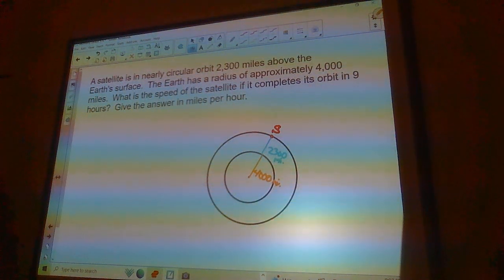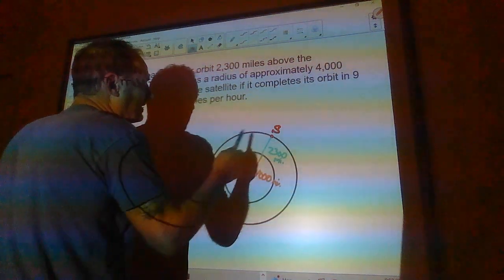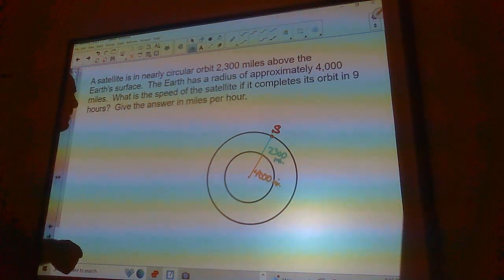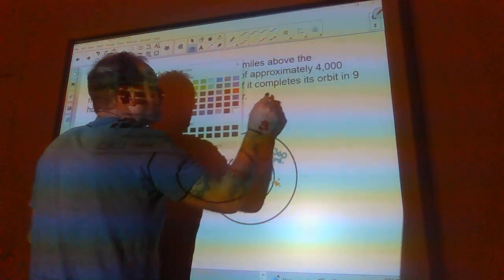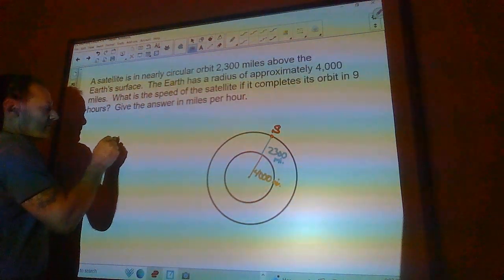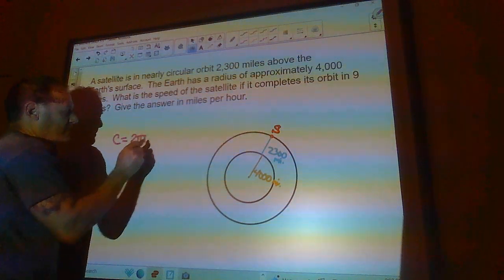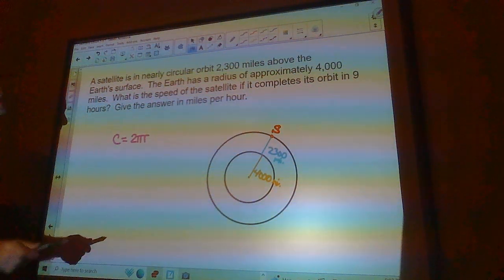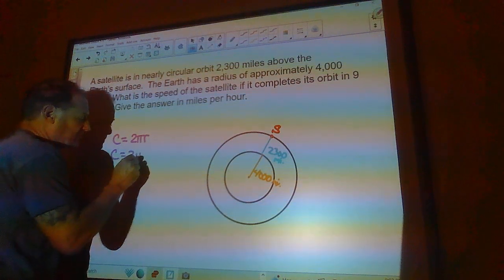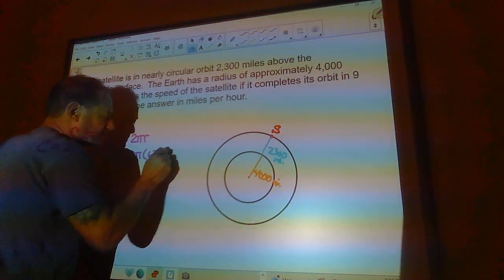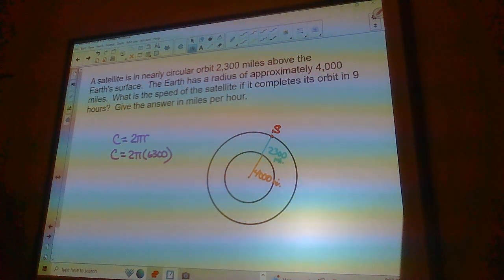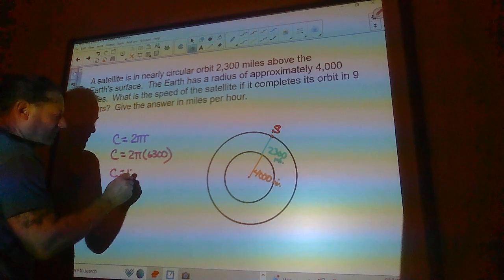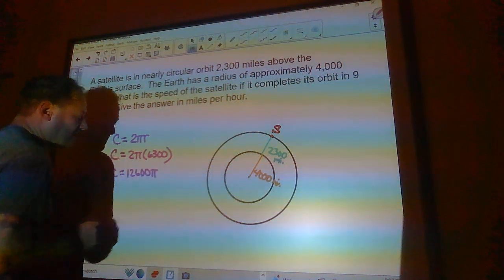Okay, what is the speed of the satellite if it completes its orbit in 9 hours? So it goes around the Earth one time in 9 hours. We need to figure out what that circumference is. Okay, so let's do this. The circumference is 2 pi times the radius, and the radius is going to be 6,300 miles. It's the 4,000 plus another 2,300. Okay, so the circumference is 12,600 pi.